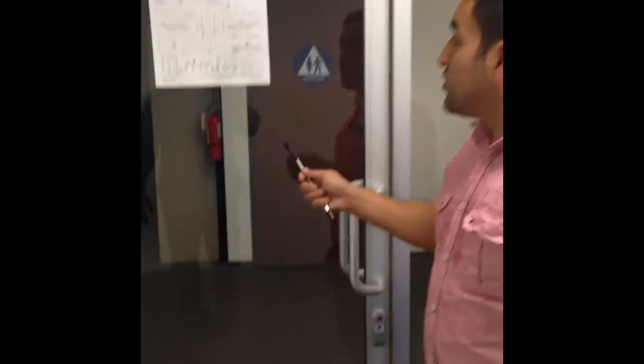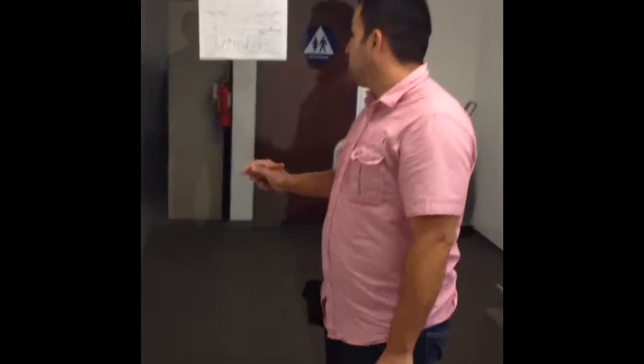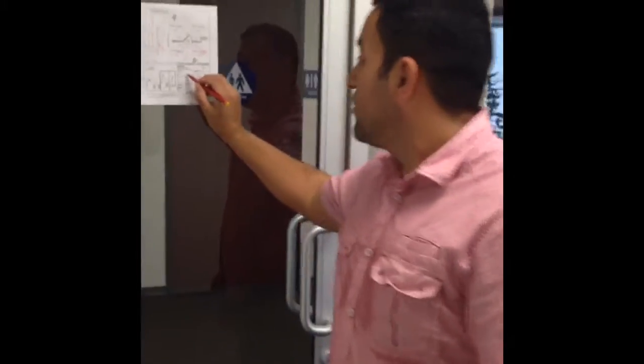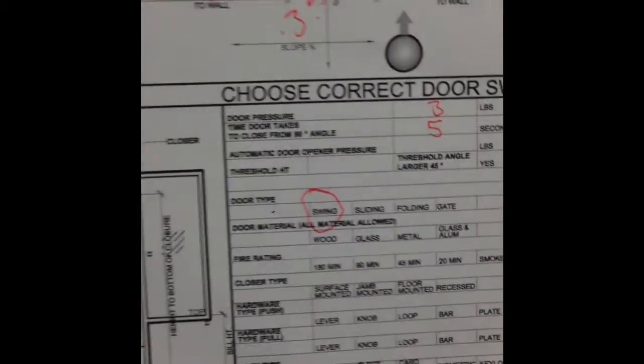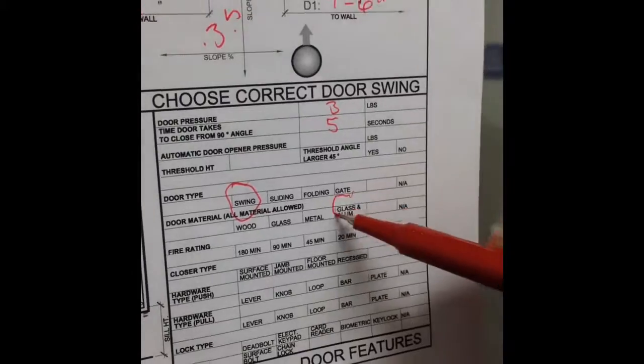One of the other pieces of information we're looking for is what type of door we have. We give you some options here. A swing door. A sliding door, which slides closed, open and done. And a folding door, which folds when it opens. So we'll check that. Door material. This door is glass and aluminum, so I'm circling glass and aluminum.